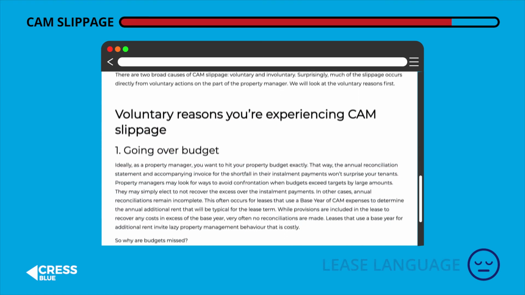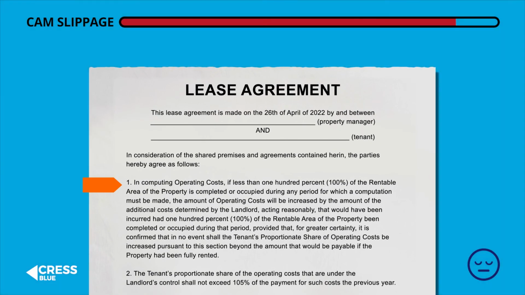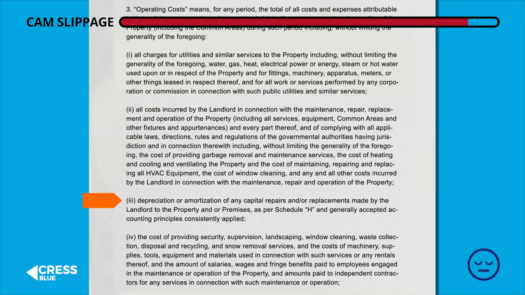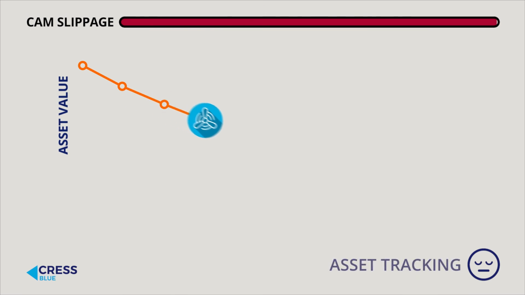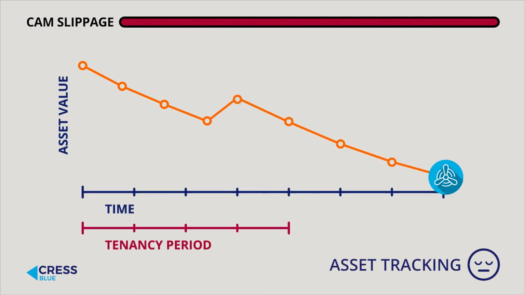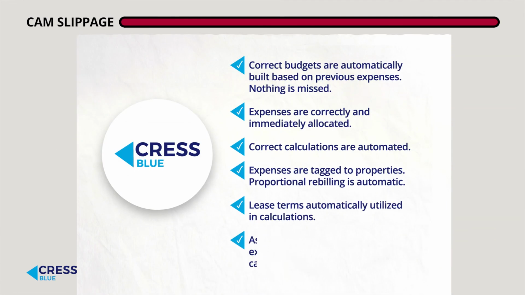Asset tracking. While similar to the lease language issue, this one deserves a separate mention due to the solution's scope and the large cost recoveries that it implies. Leases typically allow the landlord to include asset amortization in additional rent. This necessitates asset tracking. Capital repairs and replacements need to be added to the property's asset value and amortized over that equipment's expected lifetime. This then needs to be added to each tenant's operating cost recoveries for their tenancy period. But many landlords aren't aware that this should be done.